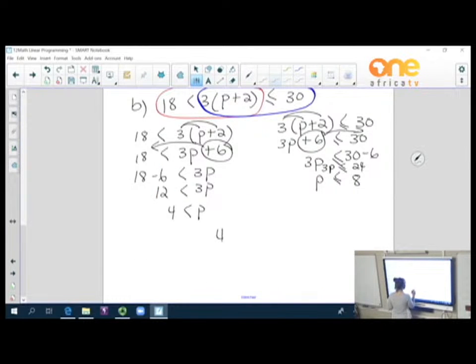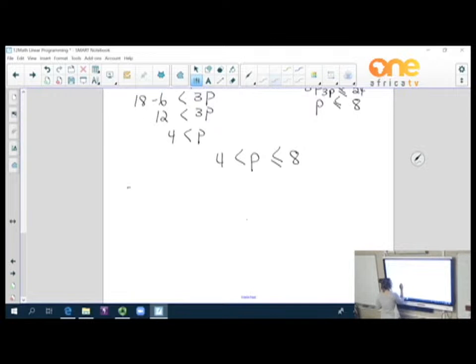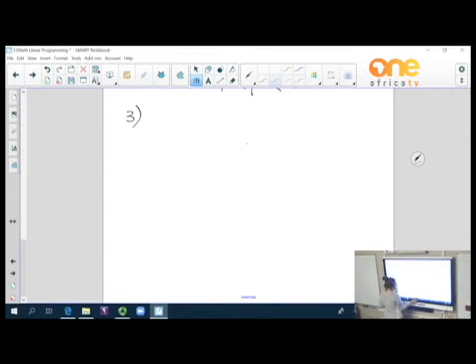Showing this in one inequality, 4 is less than p is less than or equal to 8. And there we have number 2b. Then we can go over to number 3.